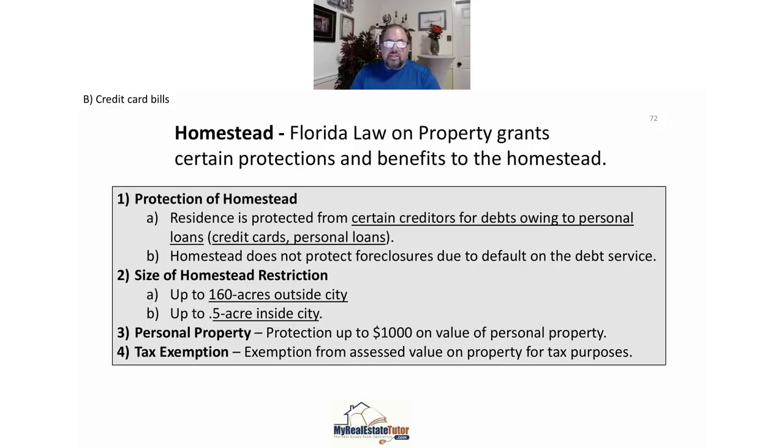School, 25,000. And then above 75,000 of assessed value, the county and city have an additional 25,000. Blind, widow, 500. So you got to know some of the exemptions when it comes to taxes too. But the Florida Homestead Act protects owners only from unsecured debt. 160 acres, up to 160 acres outside, up to half acre in the city.